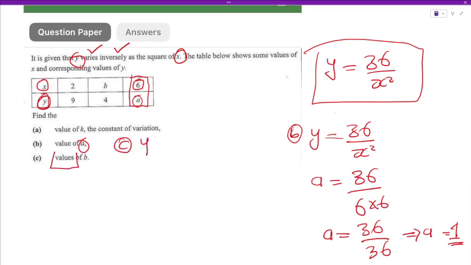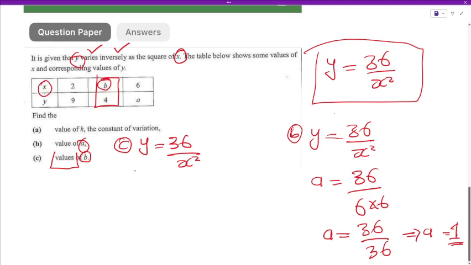Okay, write your formula. Y is equal to 36 over x squared. Find the values of b. You check, which column is b sitting? It's sitting in this column. What is b representing? It's representing what? X. It's an x coordinate. So we're going to say where there is x, we're going to put a b, and where there is y, we're going to put a 4.